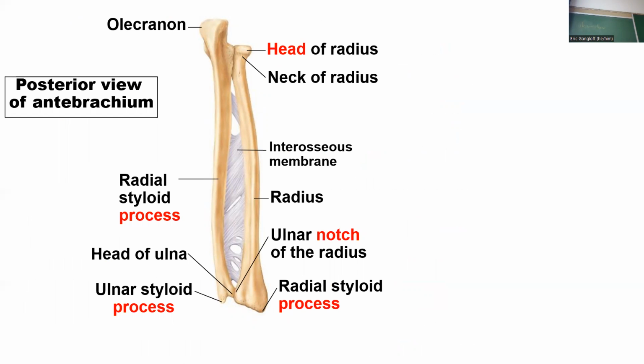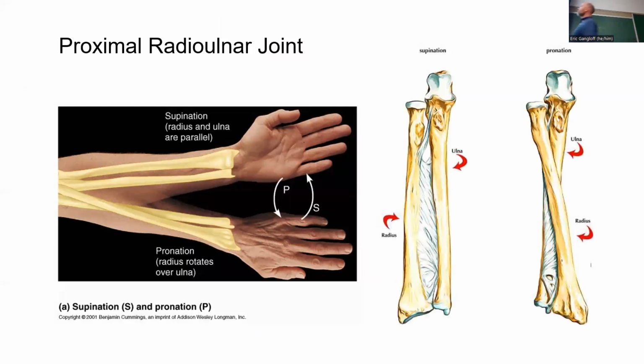Again, we have the head of the radius articulating with the ulna proximally. I mentioned earlier this ulnar styloid process. That's going to be kind of part of your wrist essentially. And the radius has a styloid process as well, called the radial styloid process, as you might guess. Remember, the interosseous membrane is binding those two bones together. And the proximal radial ulnar joint I mentioned is pretty cool because it allows your arm to rotate.